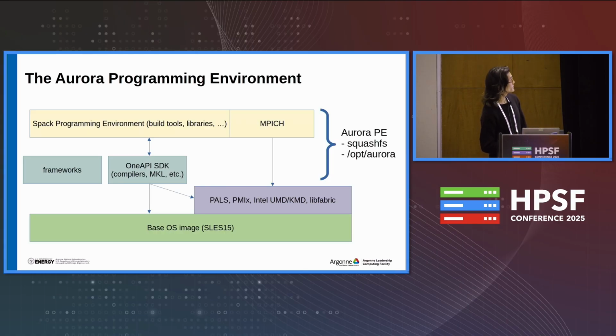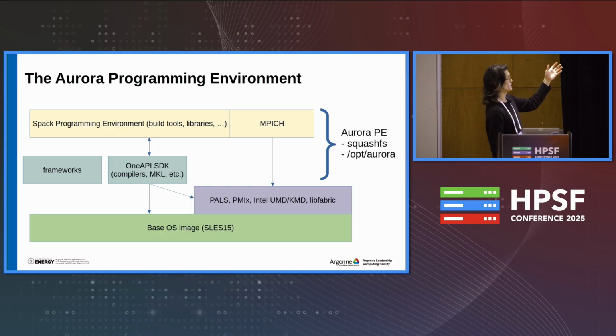So with all this in mind, we designed this rough architecture, or idealized diagram, of the programming environment. On top of our base OS image, which is a SLES 15 with a bunch of vendor-provided RPMs on it, stuff like libfabric, we build the oneAPI SDK and frameworks. Those are vendor-provided packages, so we won't talk about frameworks much. That's a Conda environment. But the oneAPI SDK is where the compilers come from. It's where we have a lot of high-performance libraries.